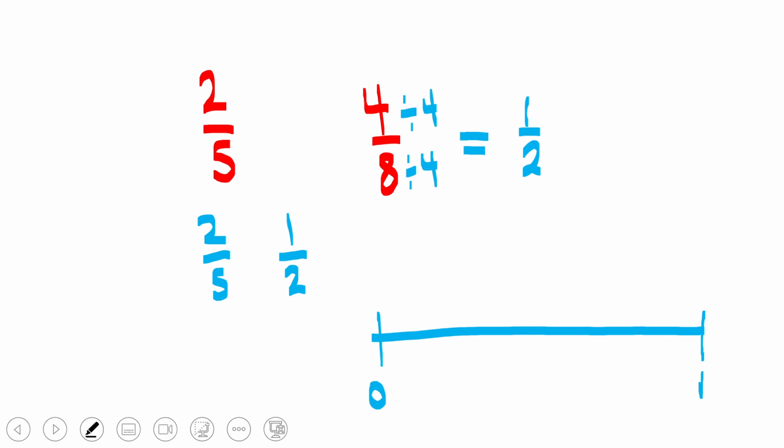So if we think about first five parts in between 0 and 1, we're going to need 4 tick marks.